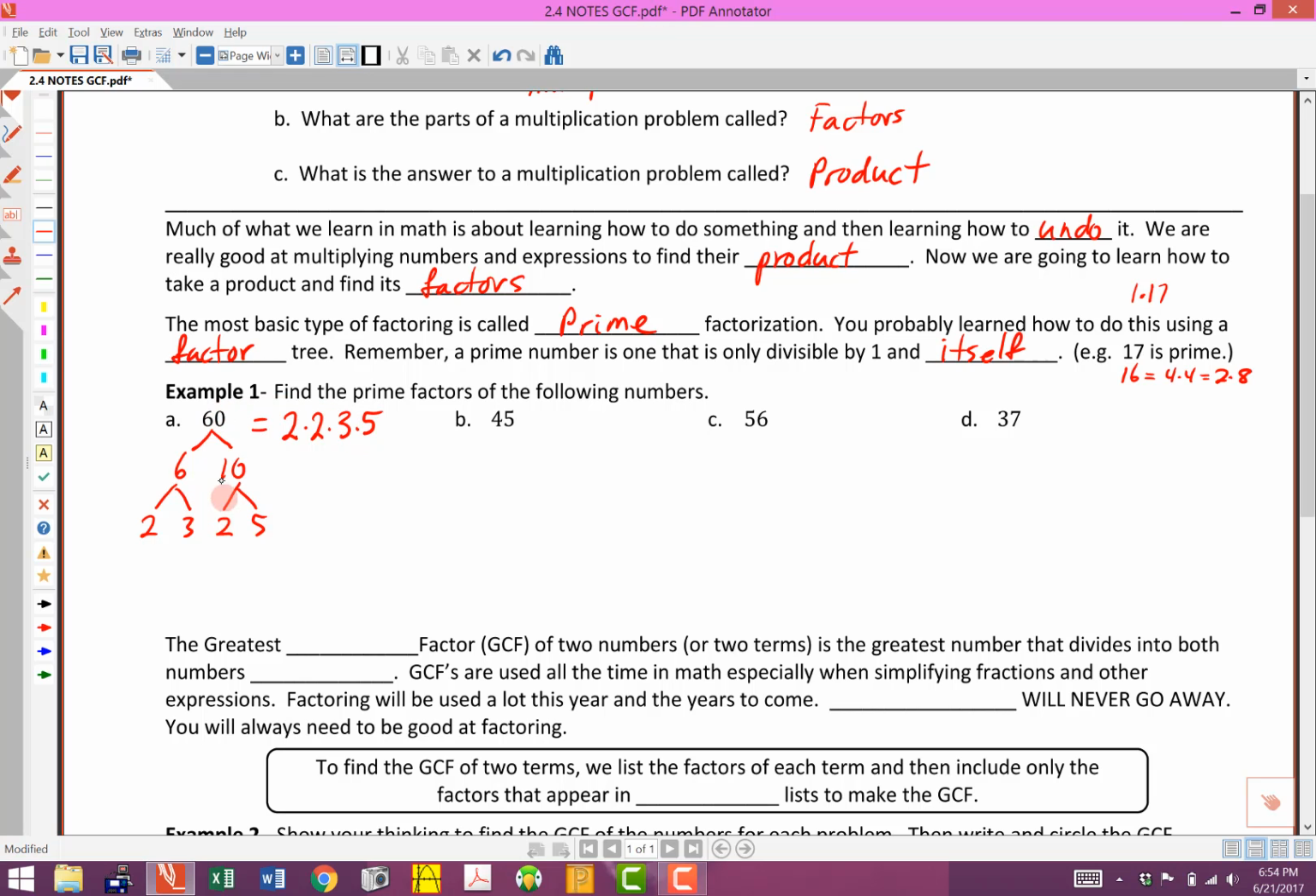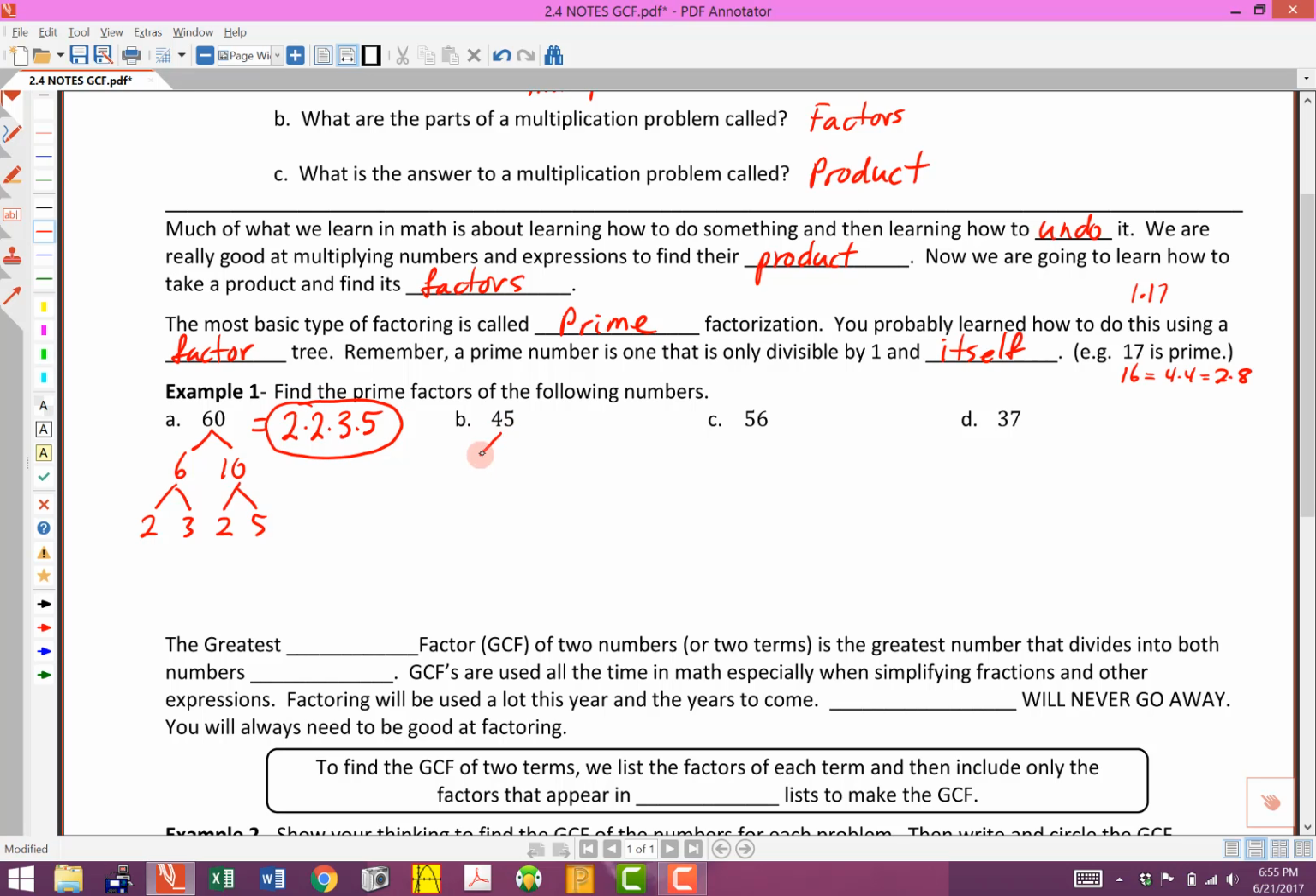So even if we didn't do the 10 times 6, if we broke it down another way and said we did 2 and 30, and then broke down the 30 and so forth, you're going to end up at the same place. So these are all of the prime factors of 60.